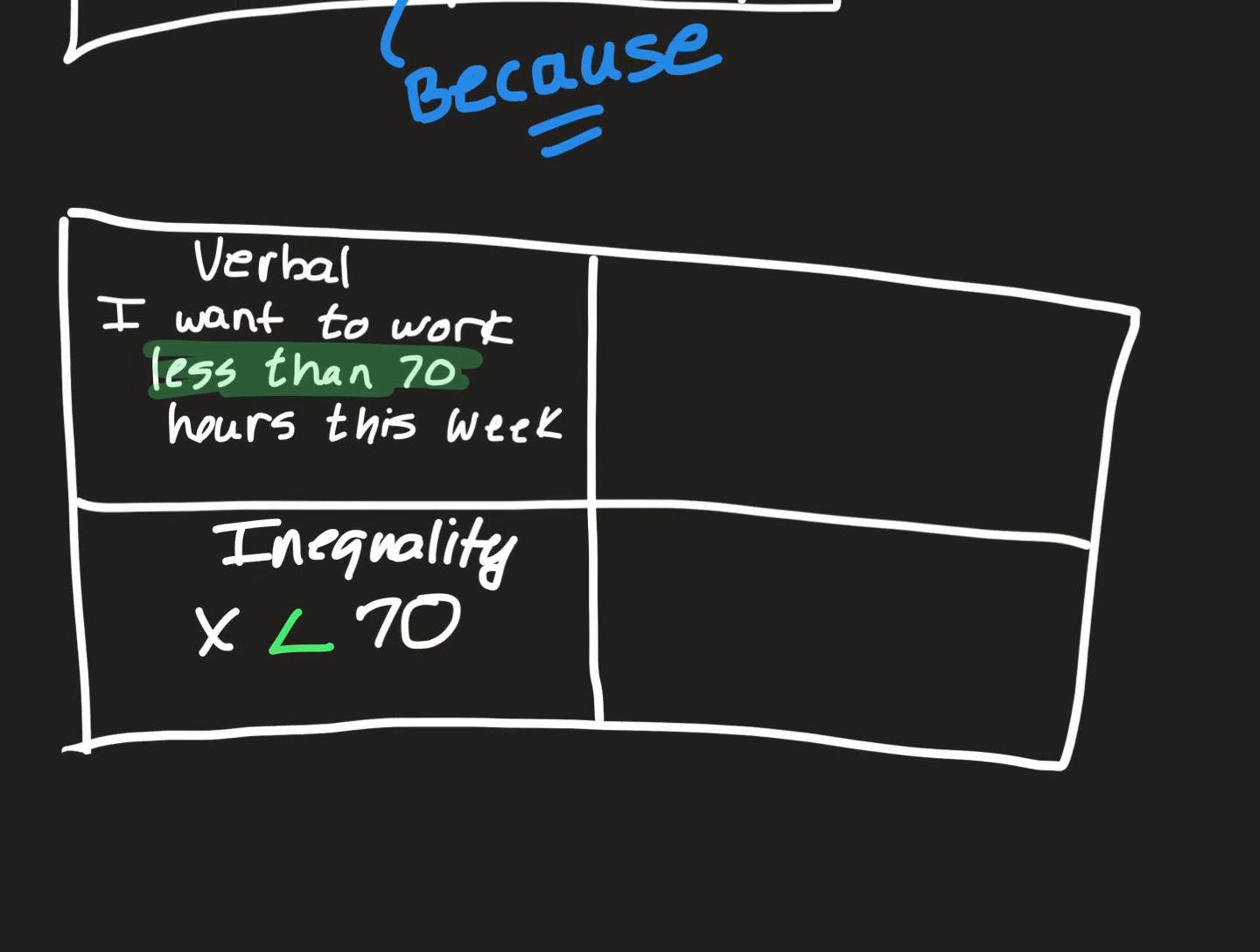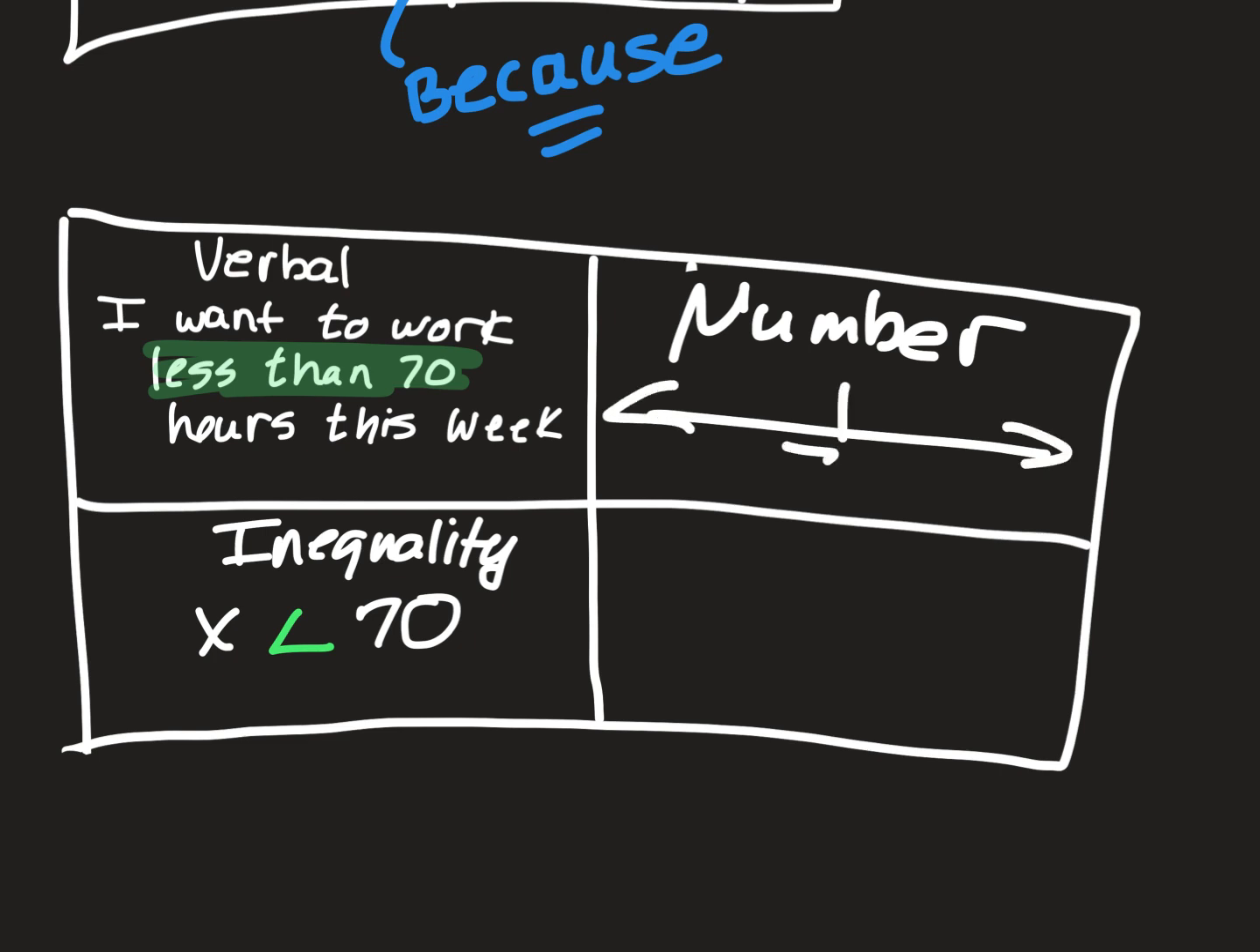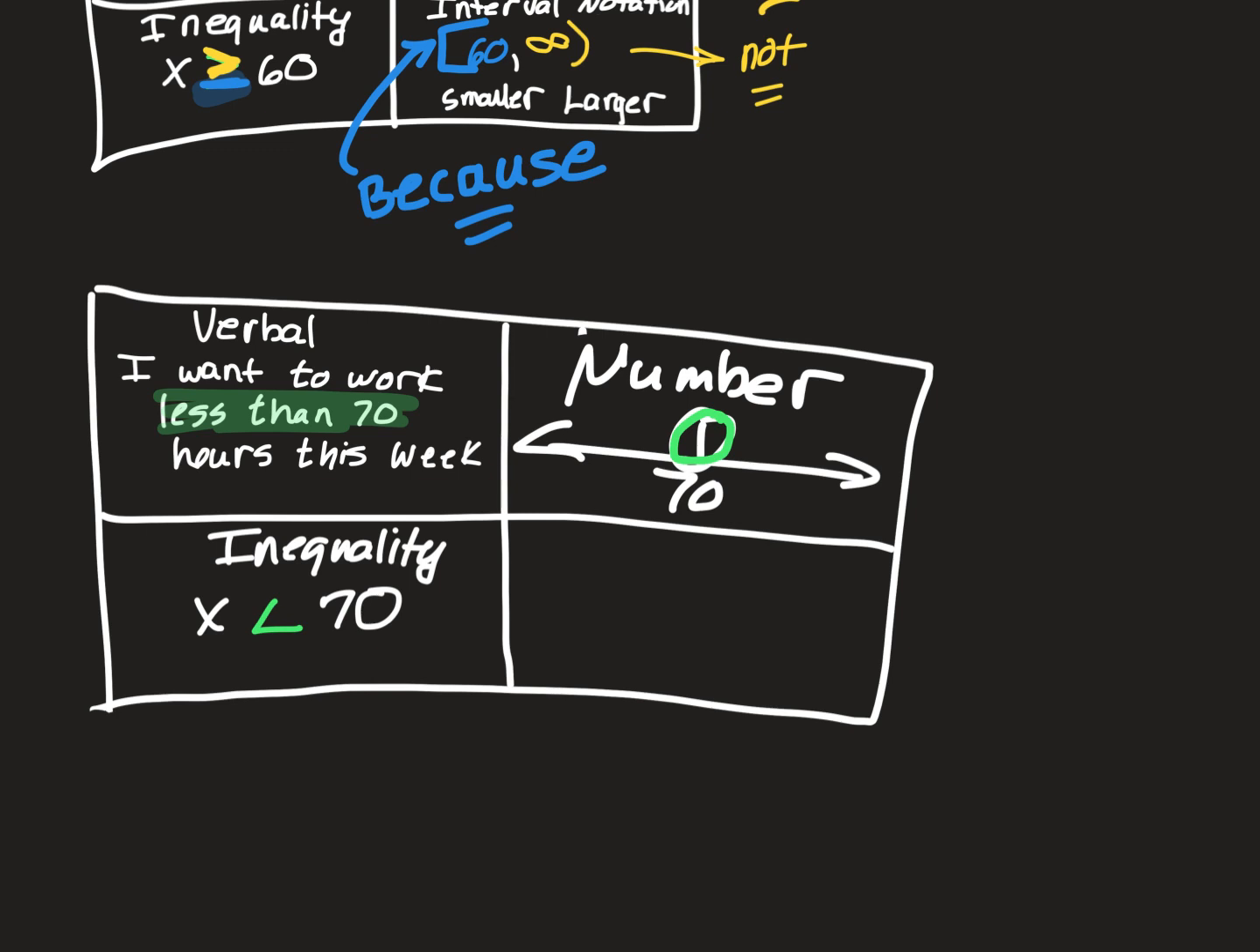Let's graph it on a number line now, because that is what goes in the top right-hand corner. So 70. Am I going to color my circle? I put my dot around the 70. Am I going to color it in, or am I going to leave it open? I'm going to leave it open. So again, the math term for that is open. Why am I going to leave it open? There's no equal to sign.